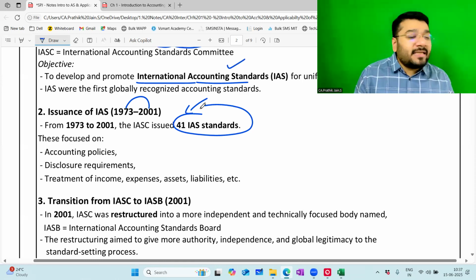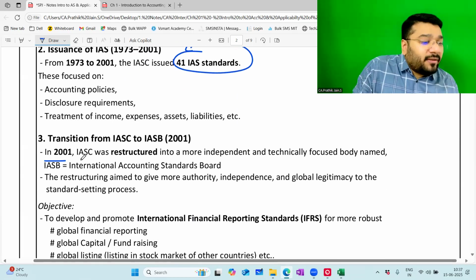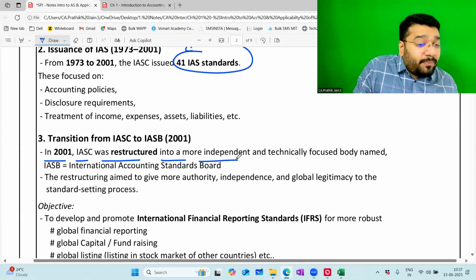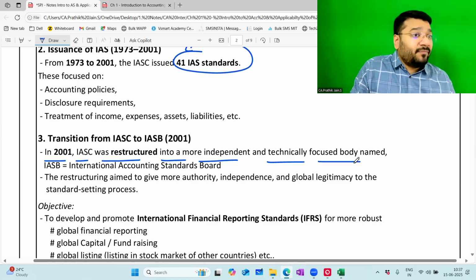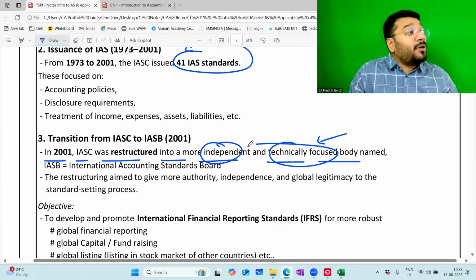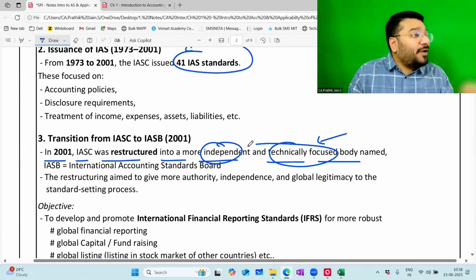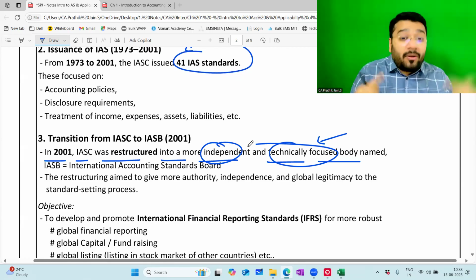So they scrapped this committee and came out with a new board called IASB. In 2001, the IASC was restructured into a more independent and technically focused body. They wanted it to cope with the dynamic changes happening across the globe. Business has evolved like anything, so you have to come out with accounting norms fast.